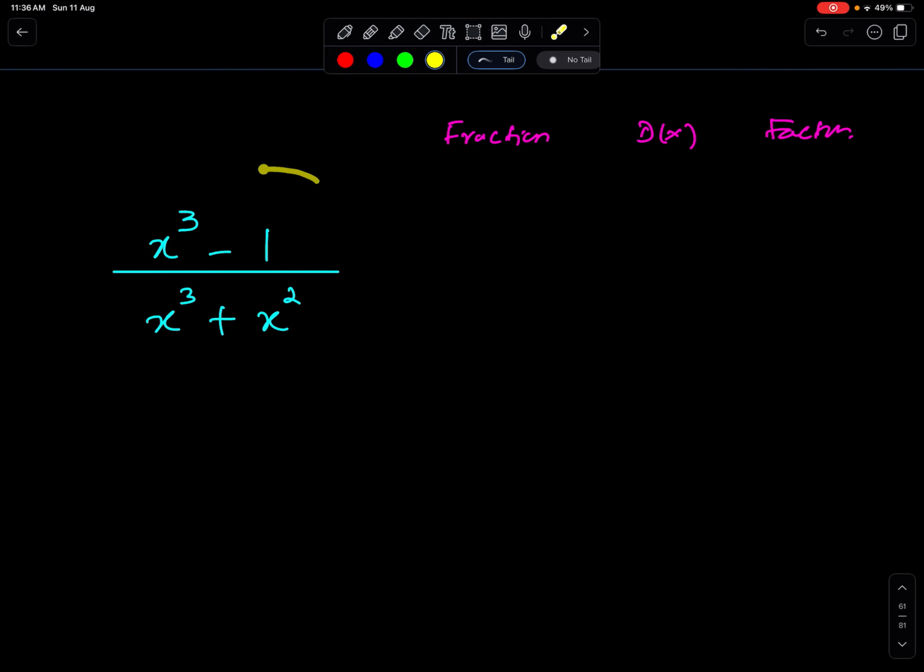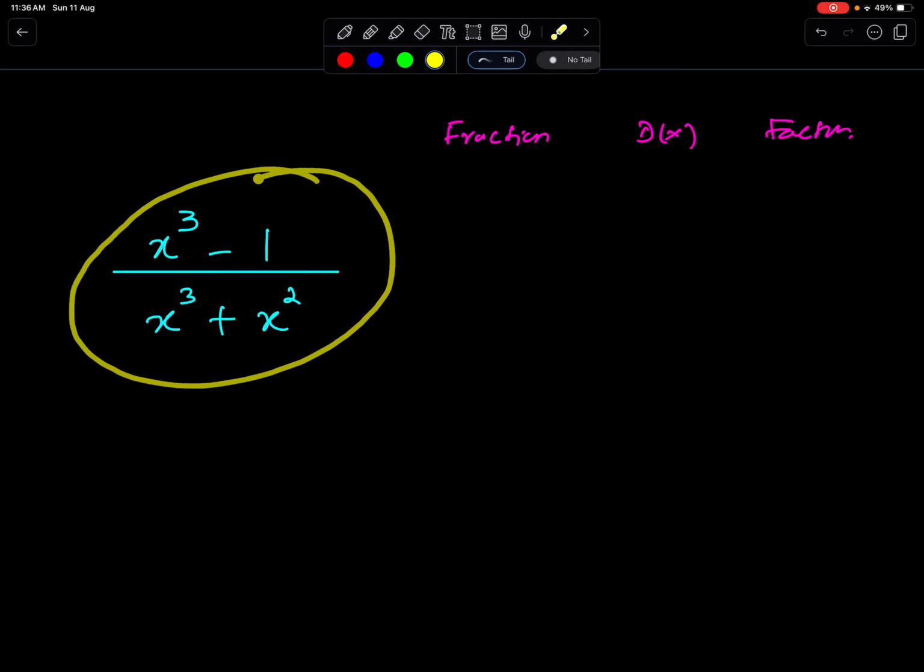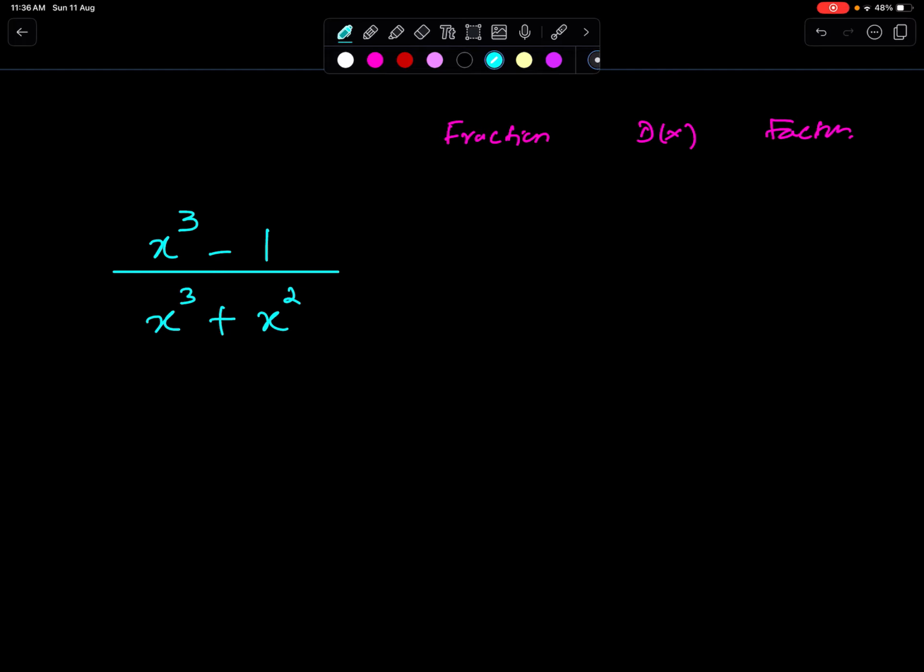Before splitting this fraction into partial fractions, we need to observe three things. Number one, type of fraction. Number two, denominator. And number three, types of factors. For type of fraction, we need to observe the highest powers of variable both in numerator and denominator. Since the highest power of variables both in numerator and denominator are same, therefore this fraction is improper.